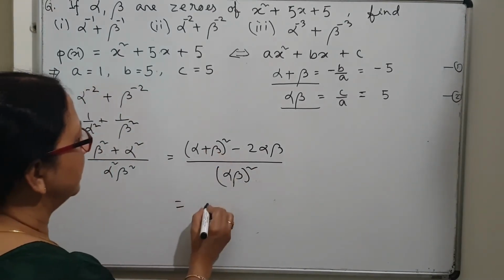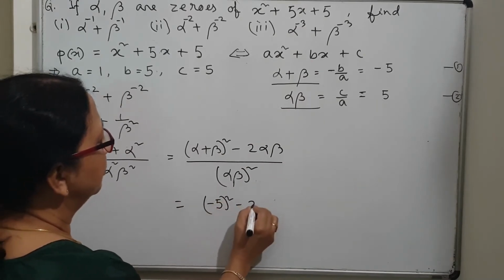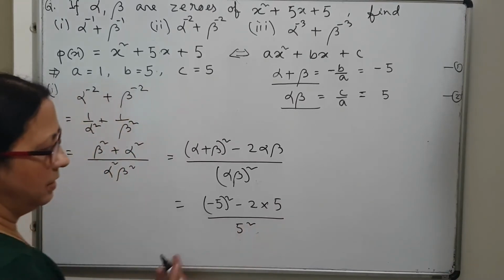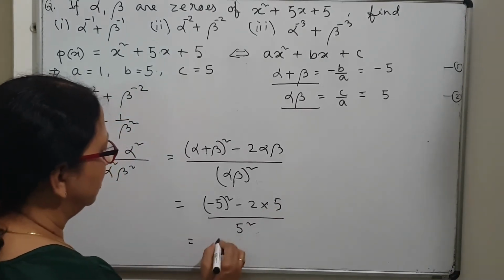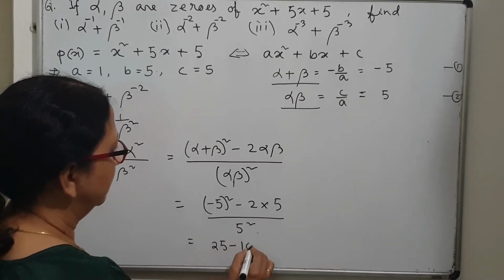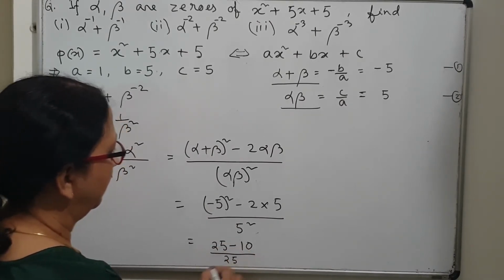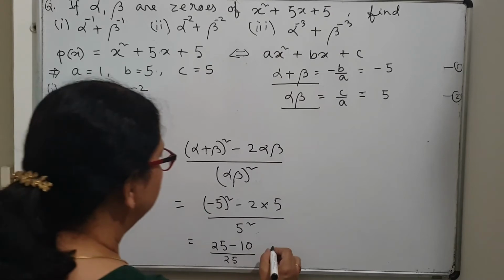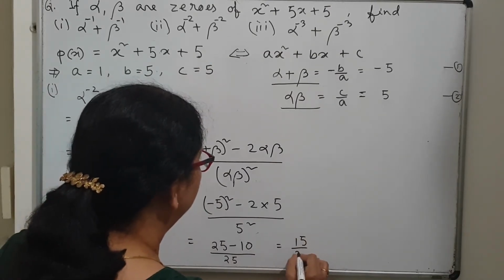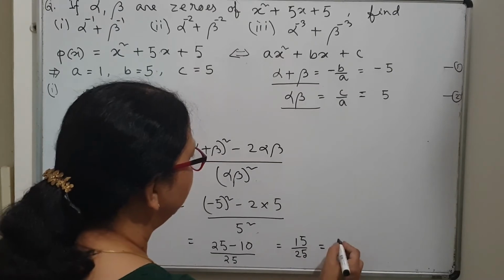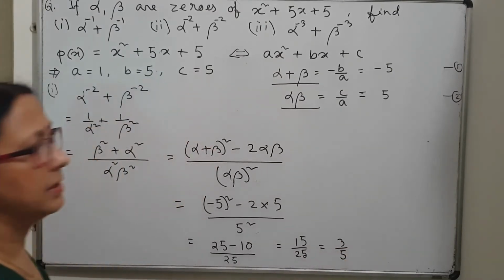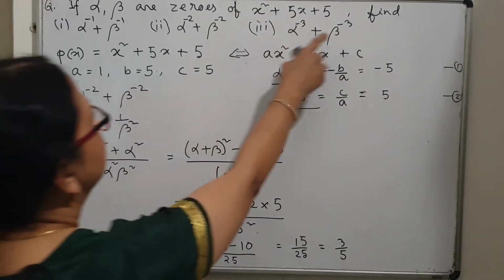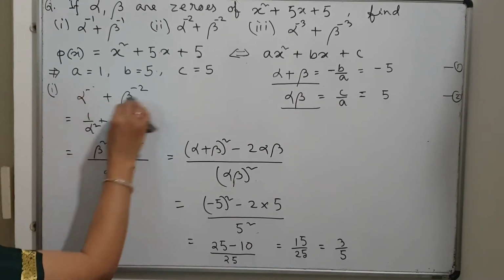From equation 1 this is minus 5 whole square. From equation 2 this is plus 5, so 5 square. So simplifying I'll get the answer. This is 25 minus 10 upon 25. Okay. So it is 15 by 25. So I'll divide by 5. 5 threes are 15. Answer is this. Okay. Next, the third part, where the power will be minus 3.